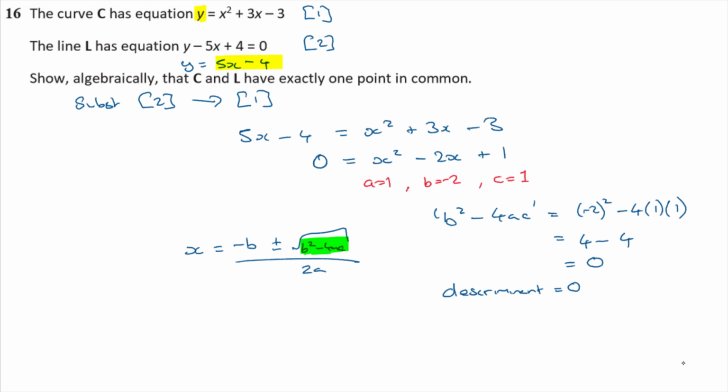Normally the two solutions come from the fact that you're adding that bit under the bracket and then you're subtracting that bit under the bracket, and therefore you get two solutions. But because that bit under the bracket is 0, adding 0 and subtracting 0 give you the same value, don't they? In other words, there is only one solution, which implies only one point of intersection. Okay. Now, like I say, you could go away and actually find the points, but you don't need to.